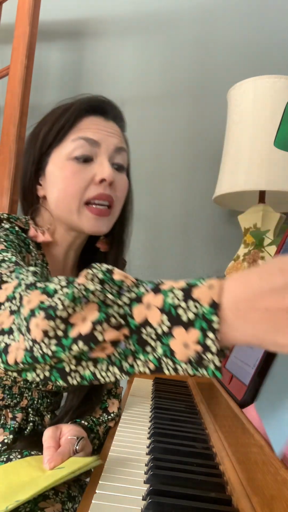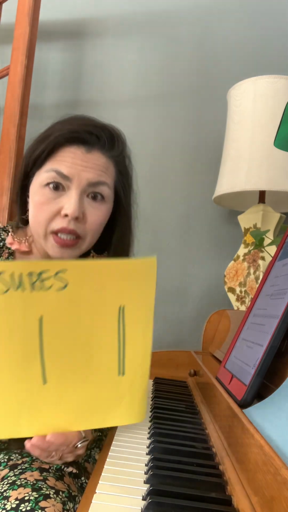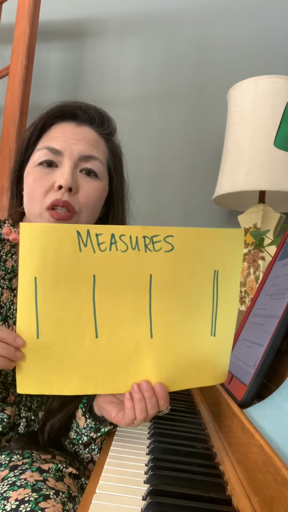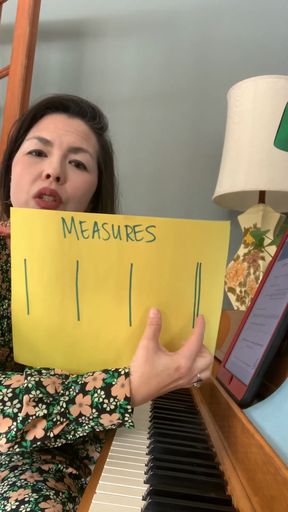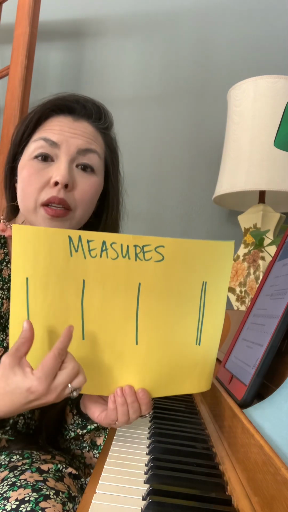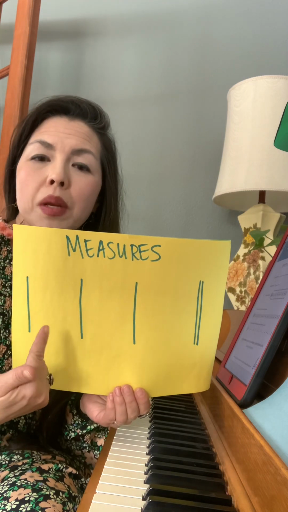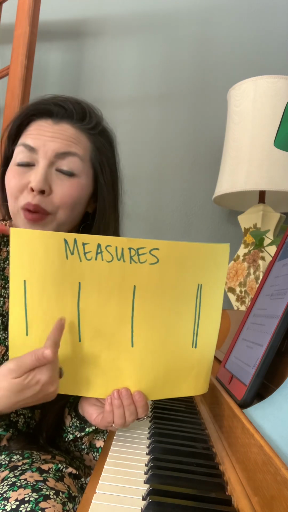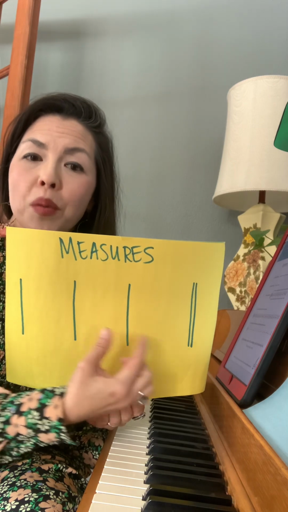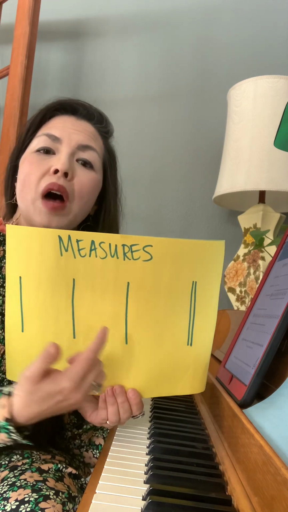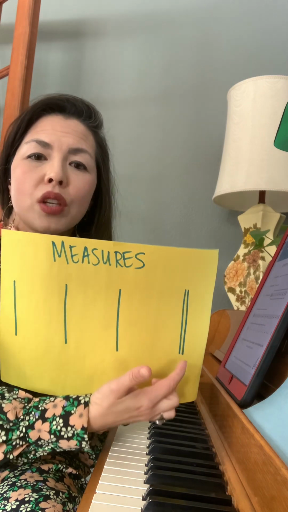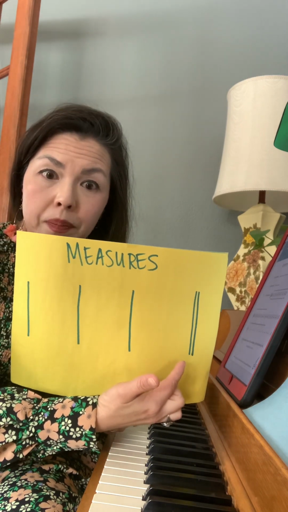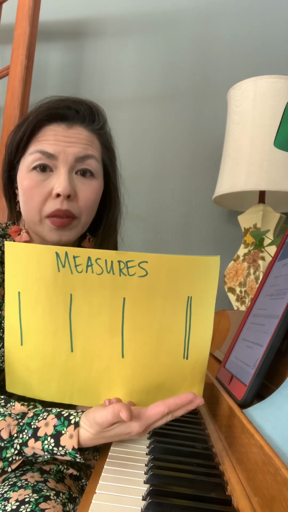Now, the next thing I have to explain to you before we can actually do the worksheet together is measures. So measures are the little dividing boxes in music. So this would be measure 1, and you would have notes or rests written in here. Measure 2, measure 3. So it divides the music into mini sections. At the end of a section, you would get a double bar line indicating the end of something or to stop.